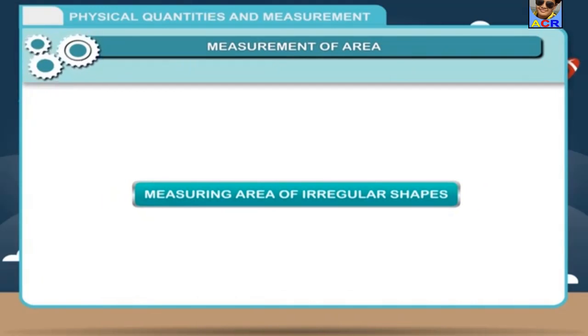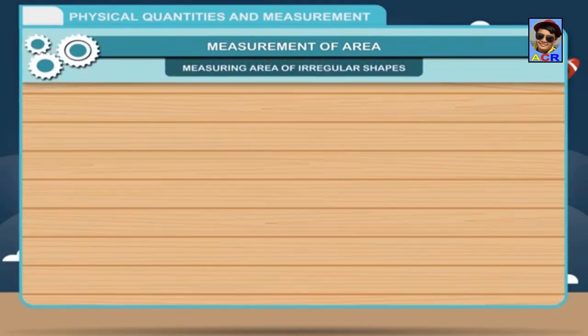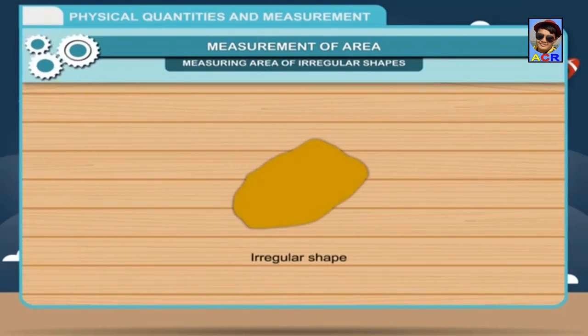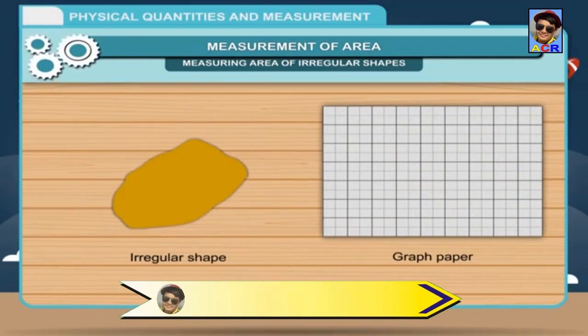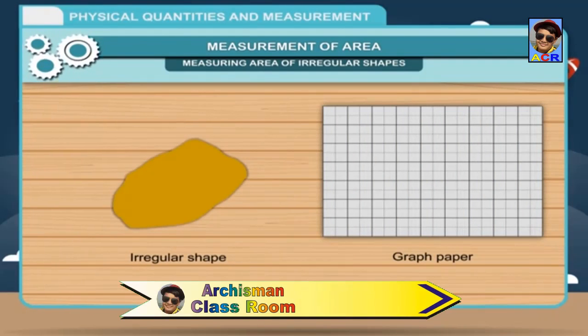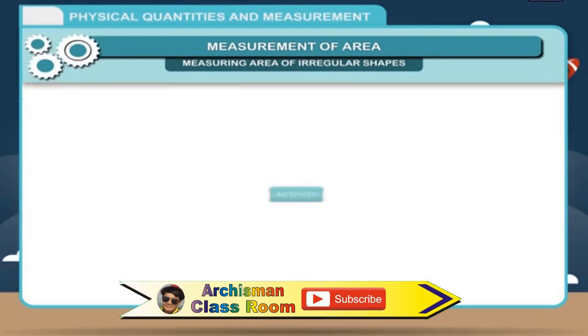Measuring area of irregular shapes. Irregular shapes do not have easily measurable dimensions. Therefore, it is difficult to have a formula for measuring the area of an irregularly shaped region. Areas of irregular shapes can be determined with the help of a graph paper. A graph paper has equal-sized squares of sides 1 cm each and smaller squares of sides 1 mm each.